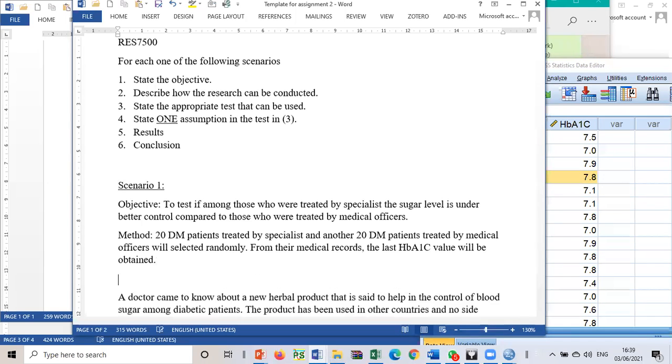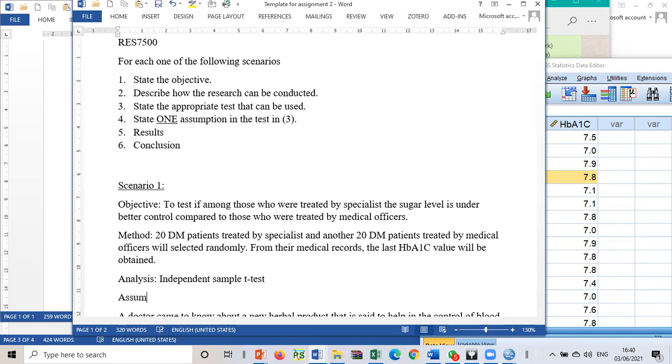Next, what analysis will we do here? What's the type of analysis we'll do? T-test. Independent samples T-test. What's the assumption in this test? One assumption in this test. T-test, what's the assumption? Normal distribution. Variances must be similar. If not sure, go back and refer to the notes.